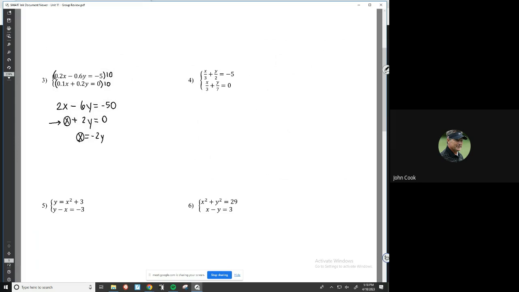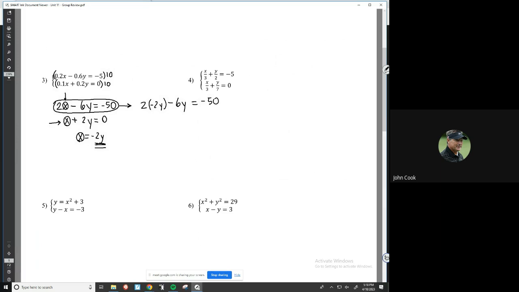So wherever I see an x on the other equation, like over here, I'm going to replace it with negative 2y. All right, so here we go. Ready? I'm going to use this one, and I'm going to plug in for x, and here's what I end up getting. Ready? I get 2 times x, and x is secretly also negative 2y, and then minus 6y, and that's going to be equal to negative 50.